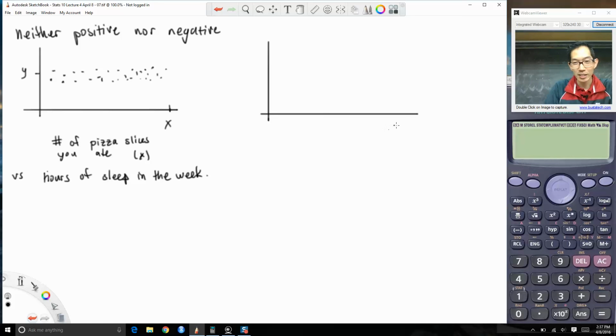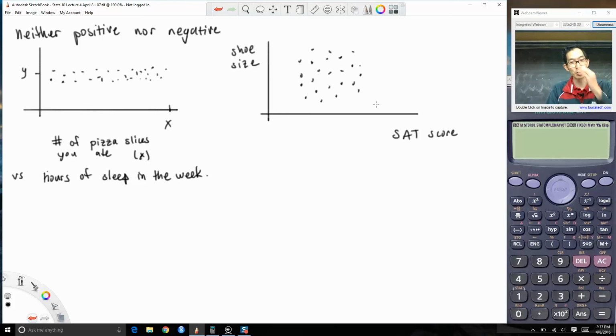Okay, you could also have a cloud of points that look like this, where you have neither a positive nor a negative relationship. So this could be something like SAT score and shoe size. You're going to have students or people with high SAT scores with big feet and little feet, people with low SAT scores with big feet and little feet. There's not going to really be a positive nor a negative trend there.